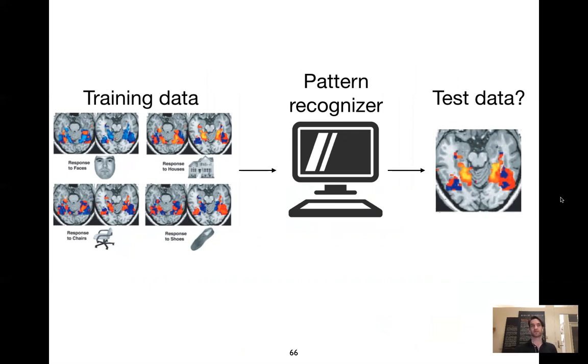Take a second, see if you can figure it out. Clearly not the faces, because the faces are so blue. And what you will do is you'll say, okay, pattern recognizer, look at that pattern, make a guess. And the algorithm will say, I think it's a house.